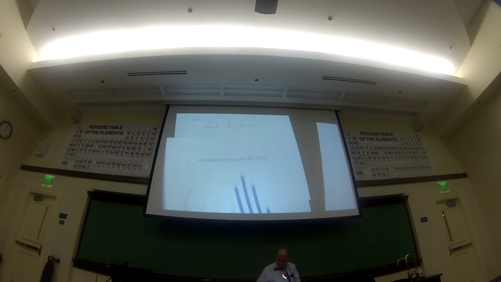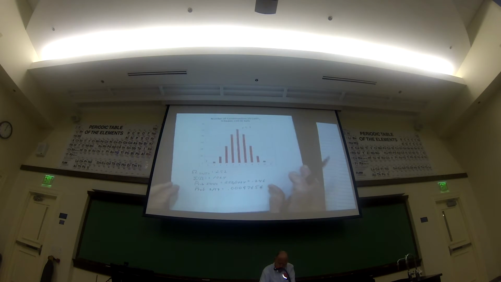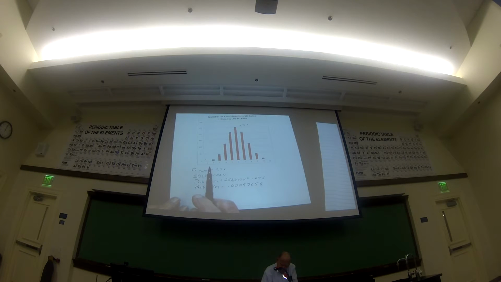So the 252 ways for the most probable configuration, you sum them all up to 1,024. So the probability of the most probable distribution is 0.246. The probability of 1 in 9 in this case is 0.976.